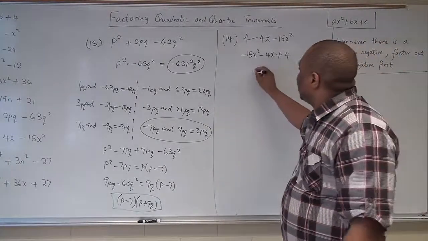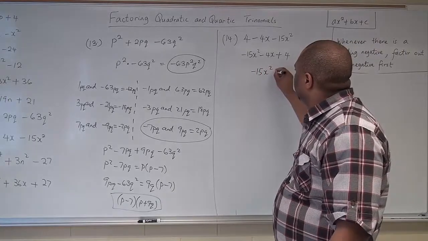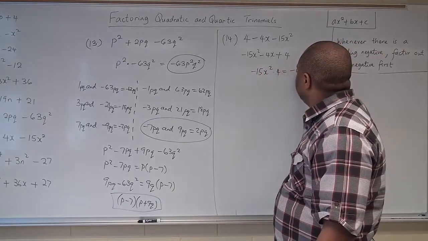So we multiply the first and third term. Negative 15x squared times 4 is negative 60x squared.